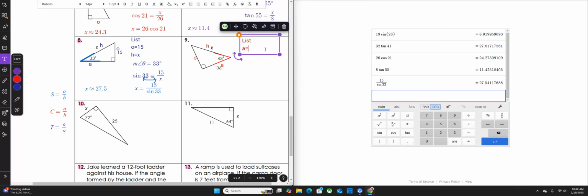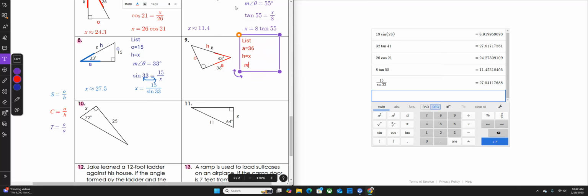So we're given A is 36, H is x, and the measure of angle theta is going to be 43. And there's nothing on this side at all. We are not using any other information but what was given, okay?